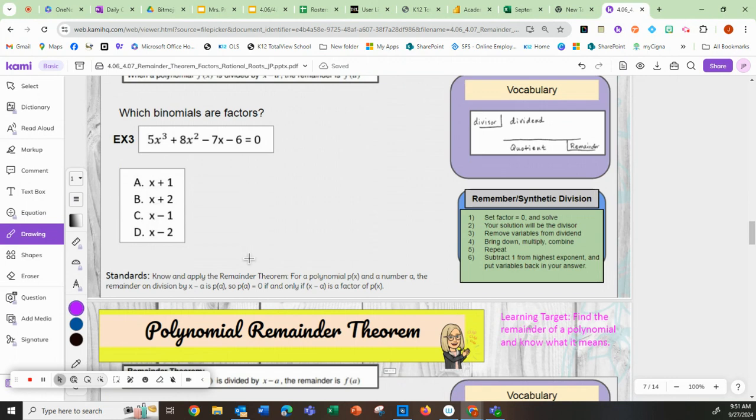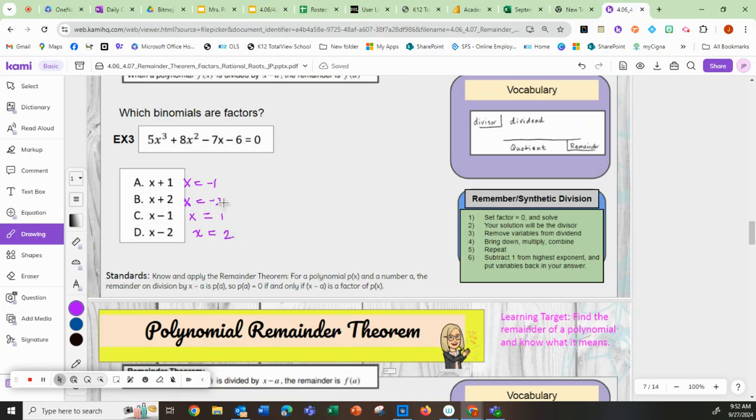This problem is asking us which binomials are factors. So they're giving us a polynomial, they're giving us the factors. There's a couple different ways that you could do this. You could take each one of these factors, set them equal to 0, and solve. So this one would give me x equals negative 1. This one would give me x equals negative 2. This factor, set equal to 0 and solved, would give me x equals positive 1. And this one would give me positive 2.